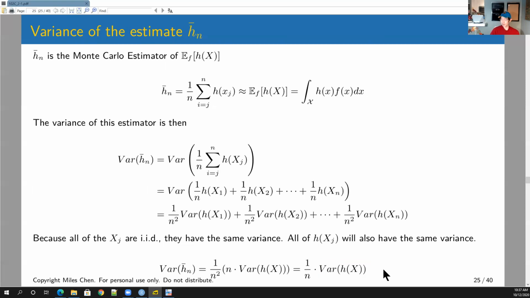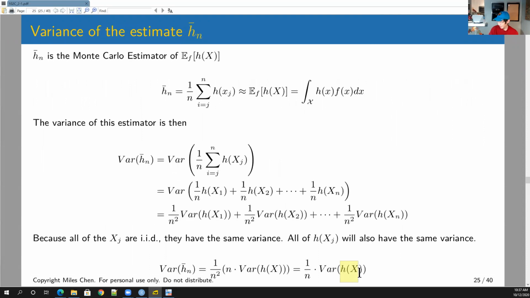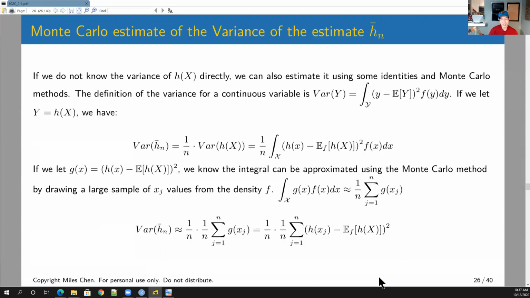All right, so this right now is just the variance of h bar, the Monte Carlo estimator, which is 1 over n times the variance of h of x. And then now we get this crazy title here. This is the Monte Carlo estimate of the variance of the estimate, if that's okay. So we want to know what's the variance of this, but the variance of this depends on the variance of this thing, which is likely unknown to us. So we're going to try to estimate what the variance of this thing is. So now I've got the estimate of the variance of the estimate. I hope that's okay.